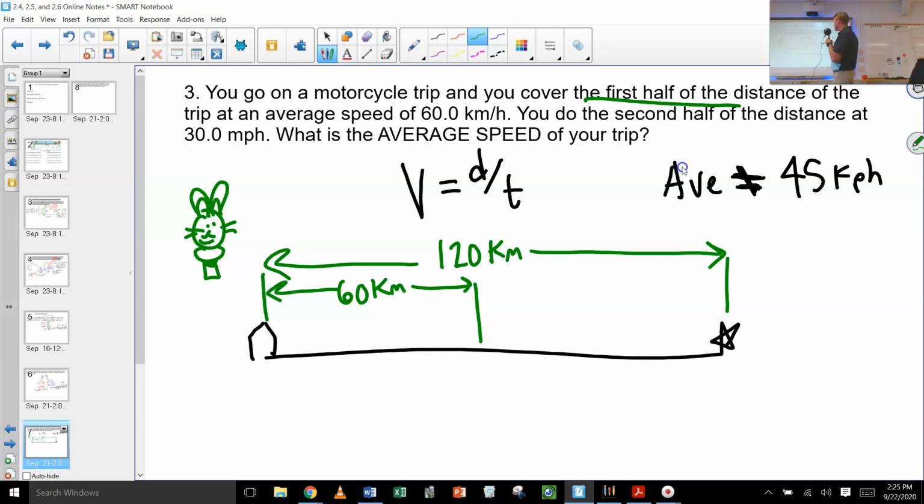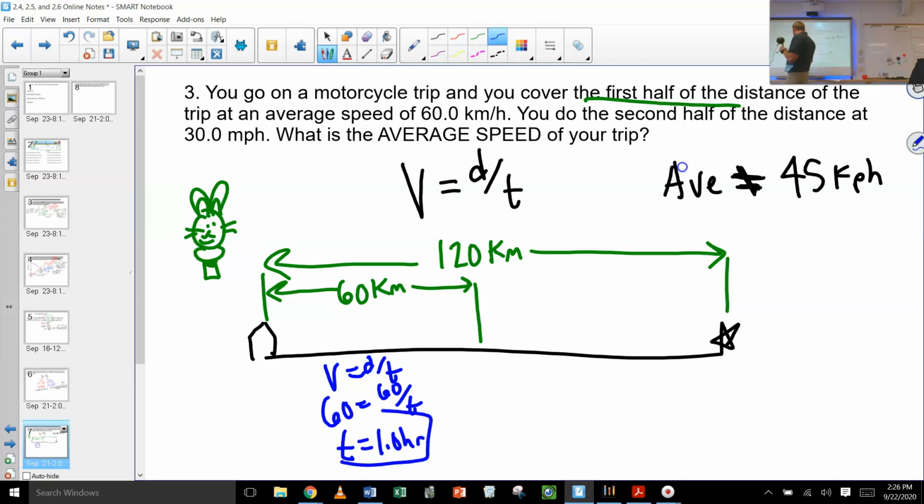And if you go 60 kilometers at 60 kilometers per hour, how long did it take you? Don't be like poor Stephanie here. You're going 60 kilometers per hour at a distance of 60. How much time did it take? It took you 1 hour. Right? So it took you 1 hour for the first half of the distance.